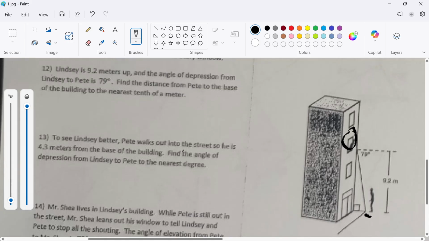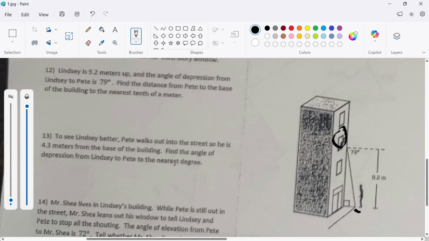Lindsay is 9.2 meters high. And the angle of depression from Lindsay to Pete is 79 degrees. So notice how in the picture, the angle of depression, I'll do it in red, is shown from the horizontal, and it's 79 degrees. I know it's a little blurry, but do the best we can. Find the distance from Pete to the base of the building. So I want this.